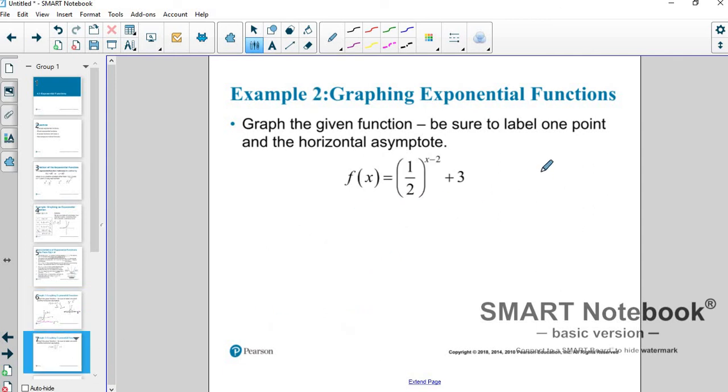Here's a second function. Don't forget to start with the base graph. What is the base graph of this? It's y equals 1/2 to the x. Remember, 1/2, that's a base less than 1. So that changes things a little bit. So sketch that here and then decide what happens with these two shiftings and then sketch the graph. All right, so pause the video and give it a shot and we'll talk about it in a minute.